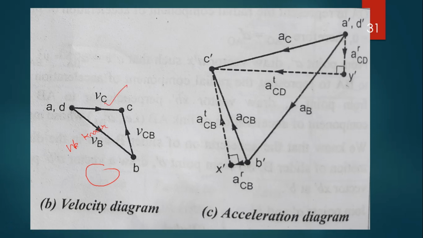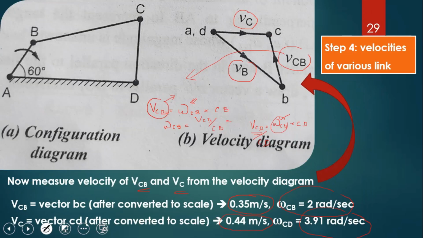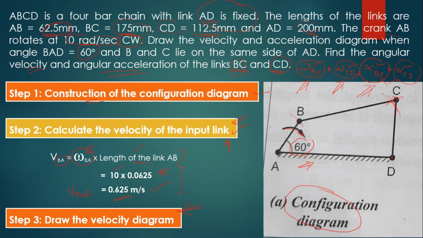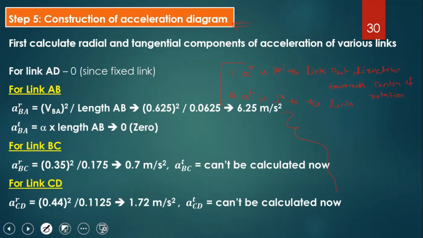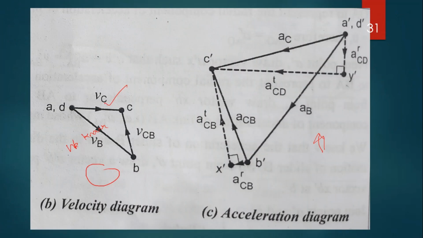Now, we are going to draw the acceleration diagram. From the configuration diagram, what are the fixed points? Point A and point D. These two points are the fixed points, right. So, first we have to fix the point.